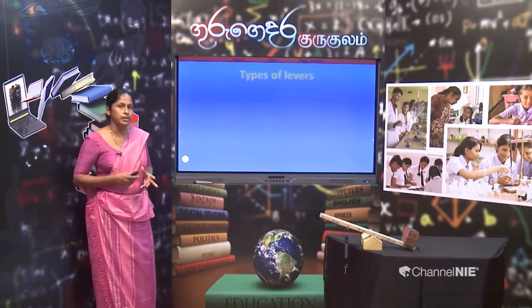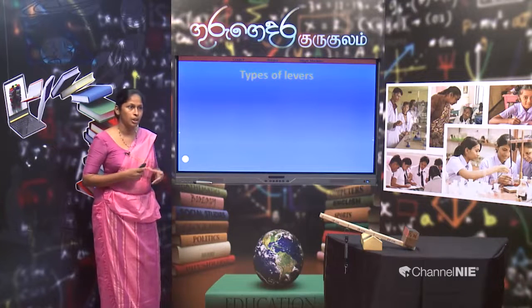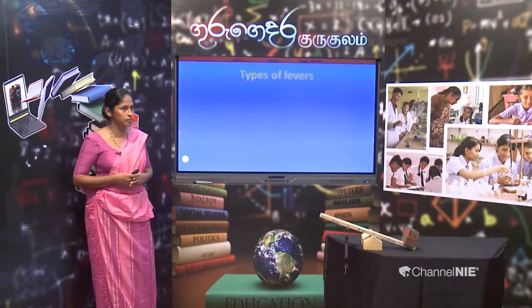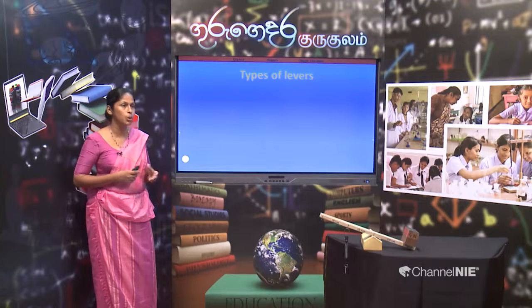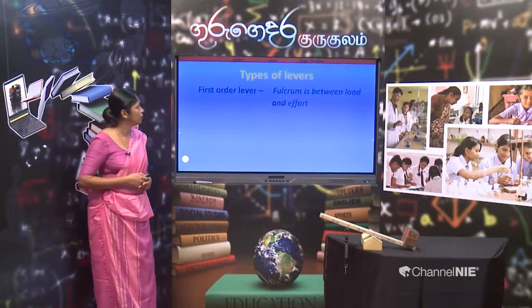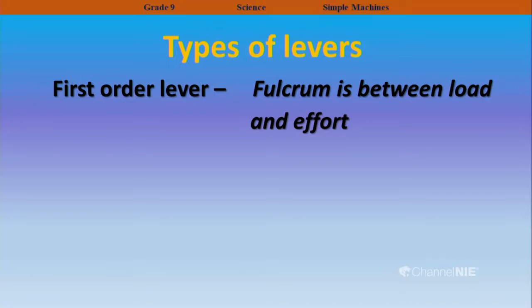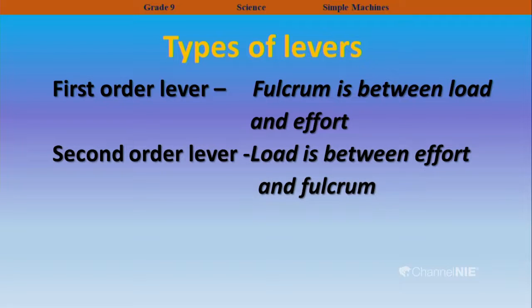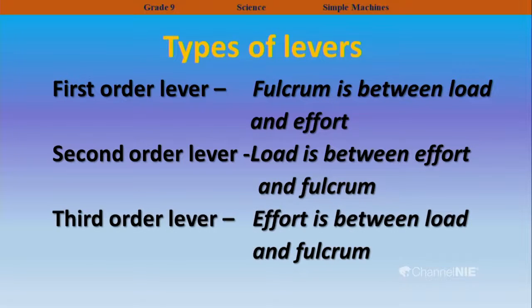The levers can be divided into 3 types according to the position of fulcrum in relation to load and effort. Number 1, first order lever. In first order levers, fulcrum is in the middle of load and effort. Second order lever, load is in the middle of fulcrum and effort. Third order levers, effort is in between load and fulcrum.